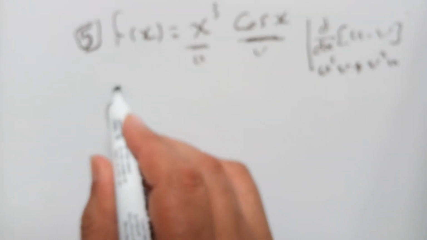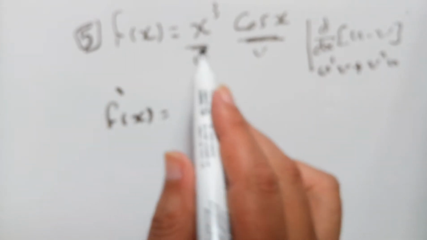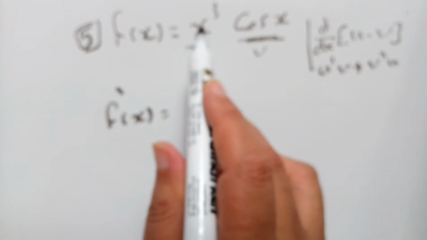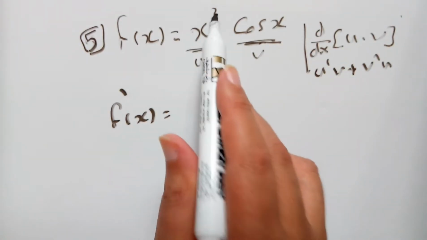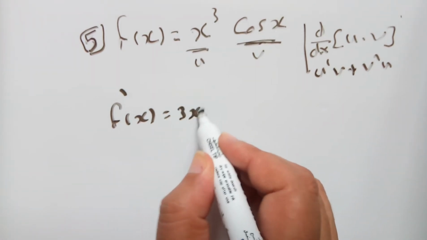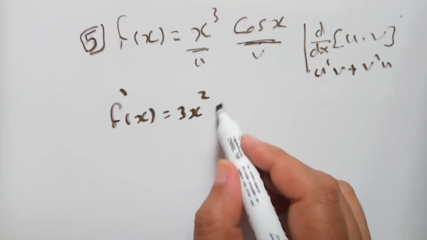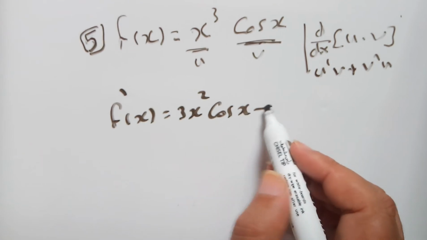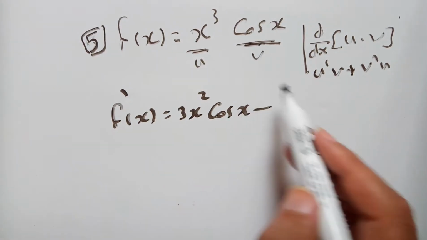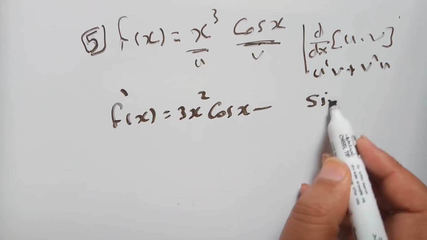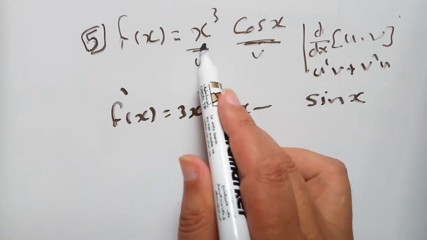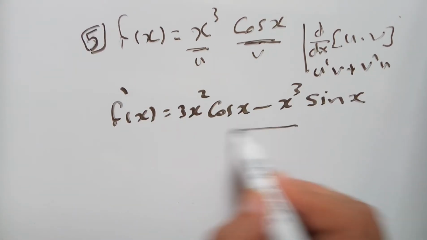Then f prime of x, it is the derivative for this function. u prime, what is the derivative for x cubed? Bring down the power, subtract 1. It will be 3x power 2, multiplied by cosine x, plus the derivative for cosine, it will be negative sine, multiplied by the first, it will be x cubed.